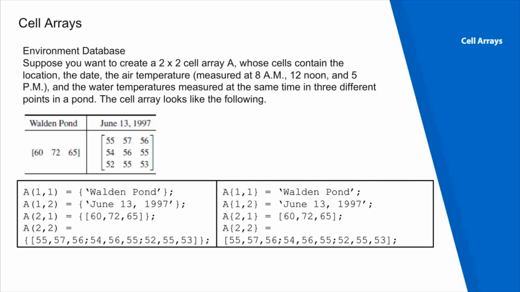So we have A(1,1) and using the curly braces we pass the character array, that is Walden Pond, and then we have A(1,2) and using curly braces we pass the character array of June 30, 1997. Similarly, we have A(2,1) where we pass a numeric array in curly braces as 60, 72 and 65. Similarly, we again pass another numeric array in A(2,2). This is what cell indexing is.